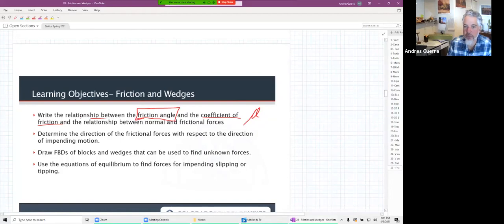Determine the direction of the frictional forces with respect to impending motion. Impending motion is going to be really important for us in this class. And then draw FBDs of blocks and wedges that can be used to find unknown forces, and use the equations of equilibrium to find forces for impending slipping or tipping.